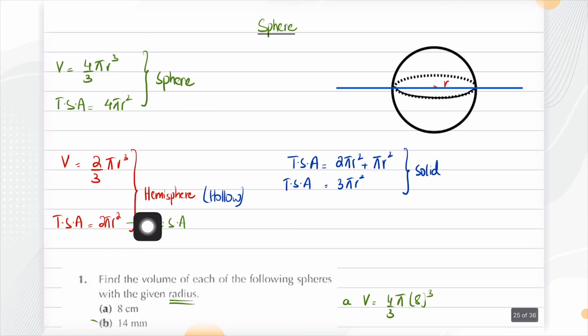Okay, but like I said, we have this understanding that this is for a hollow hemisphere. But what if you have a solid hemisphere? So that means it's not just the curved part. CSA is short for curved surface area. So it's not just the curved part, there is also the circular base, you can say, or the top, depends on how you're holding it. So that is circular, which means another pi r square. So therefore 2 pi r square plus pi r square equals 3 pi r square.